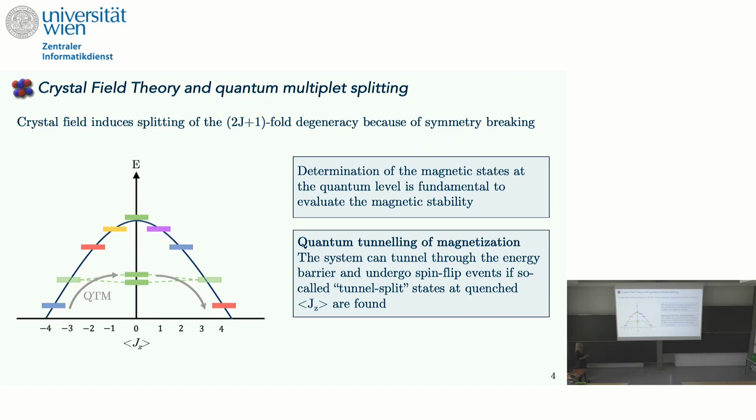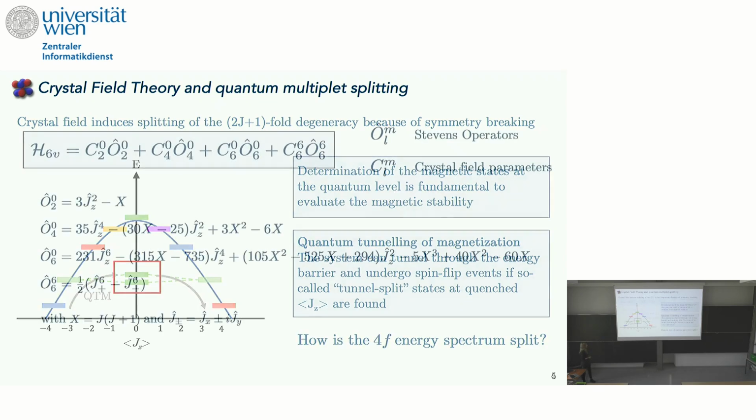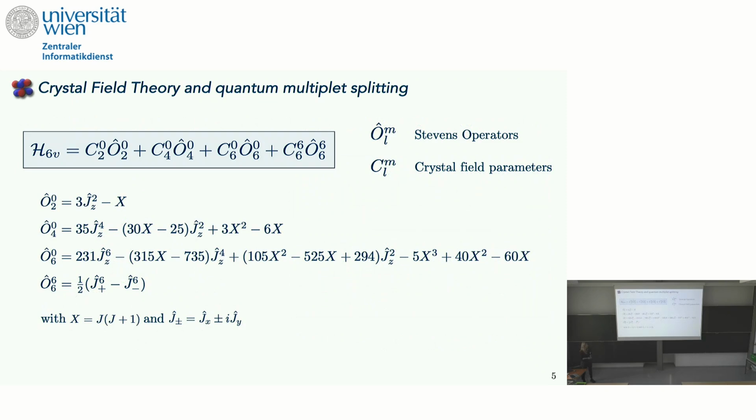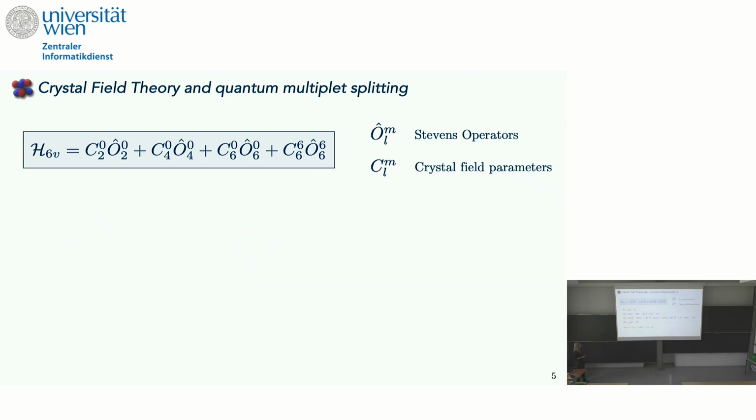If they are not, like in this figure, it can nevertheless be activated via some excitation processes, for example. So it is always very important to understand how the 4f energy spectrum is split. And in general, we can write the crystal field Hamiltonian as a linear combination of Stevens operators multiplied by the so-called crystal field parameters, where you can see that the Stevens operators act on the multiplets, and they induce some kind of energy dispersion based on the numerical value of the crystal field parameters.